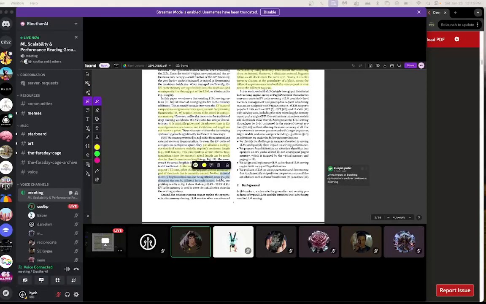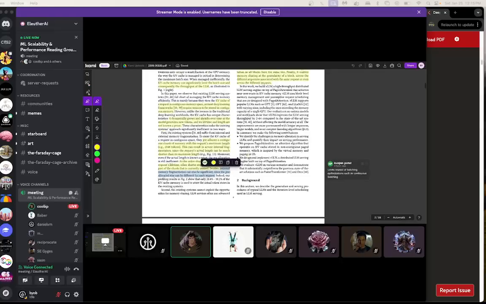They highlight the external memory fragmentation problem, which is basically caused because of the non-uniformity of each request. So the memory requirement for each request's KV cache is not going to be the same, which can cause external fragmentation.